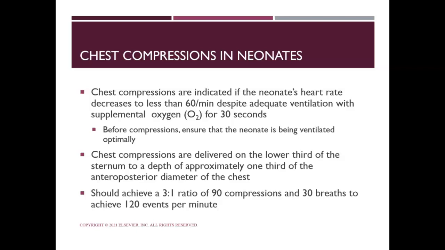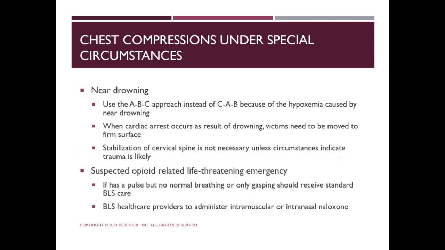So for compressions, we're going to compress the lower third of the sternum, 1/3 of that anterior posterior diameter. So typically you're going to do a 3-to-1 ratio. So 1, 2, 3 with the compressions, 1 breath, 90 compressions, 30 breaths to achieve about 120 events per minute. So I'm going to do 90 compressions and 30 breaths all within 1 minute of CPR with babies.